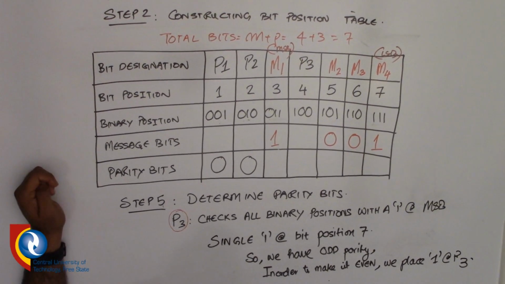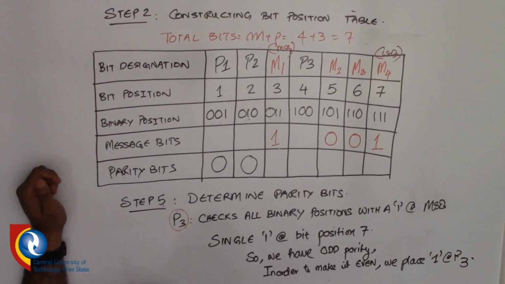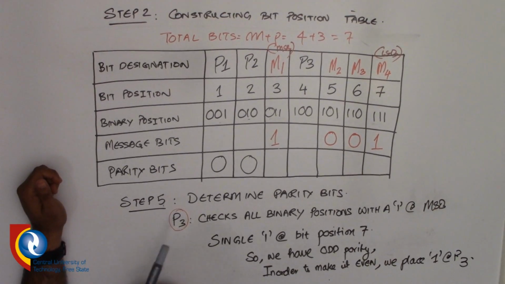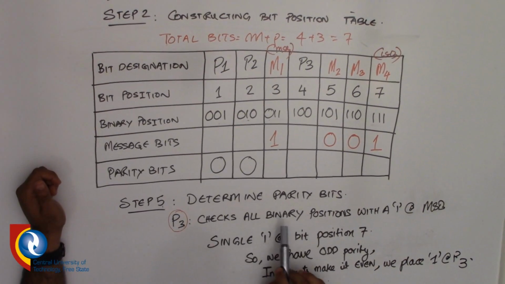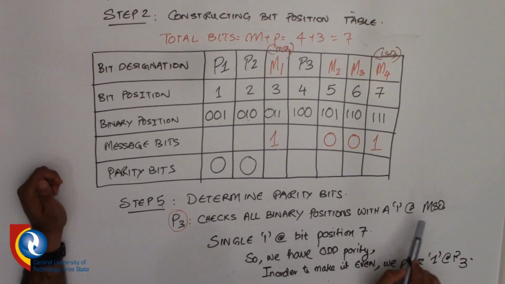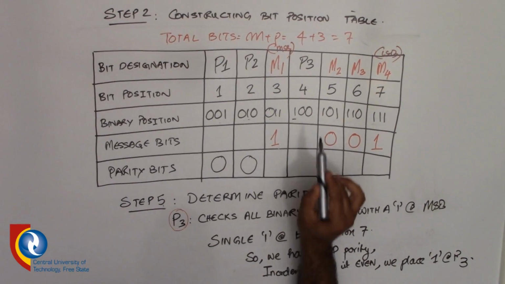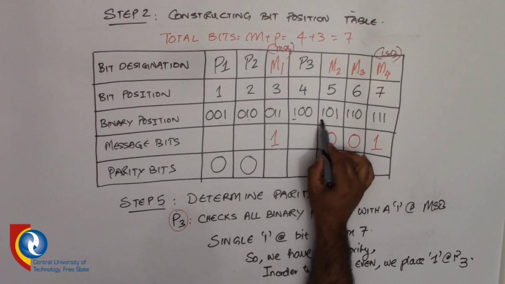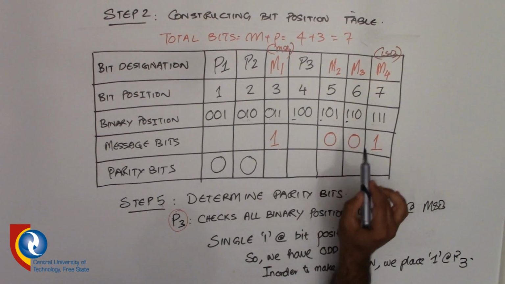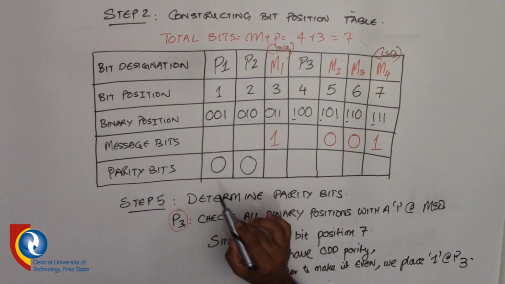Right, now we need to find P3. To determine P3, we look at all the binary positions with a 1 at the MSB. So we have a 1 at bit position 4, a 1 at bit position 5, a 1 at bit position 6, and a 1 at bit position 7.